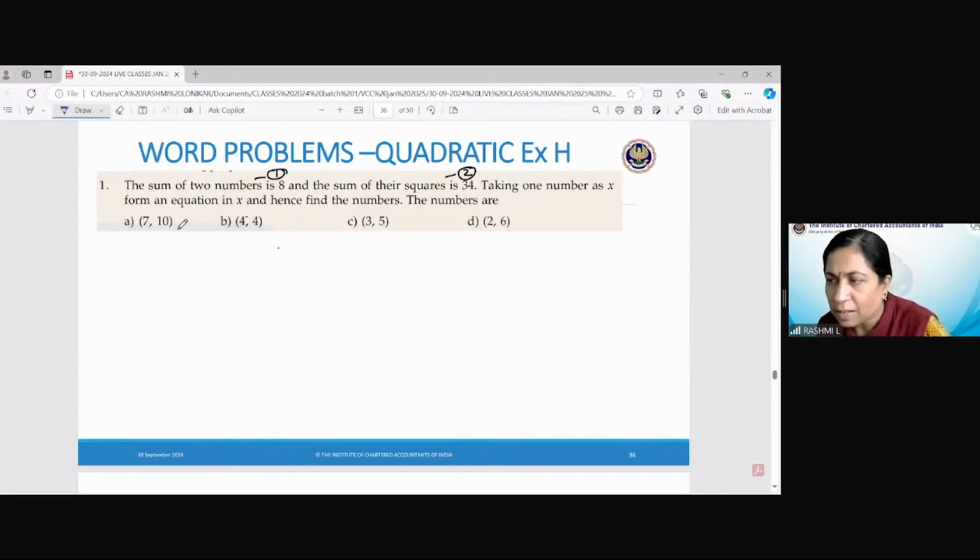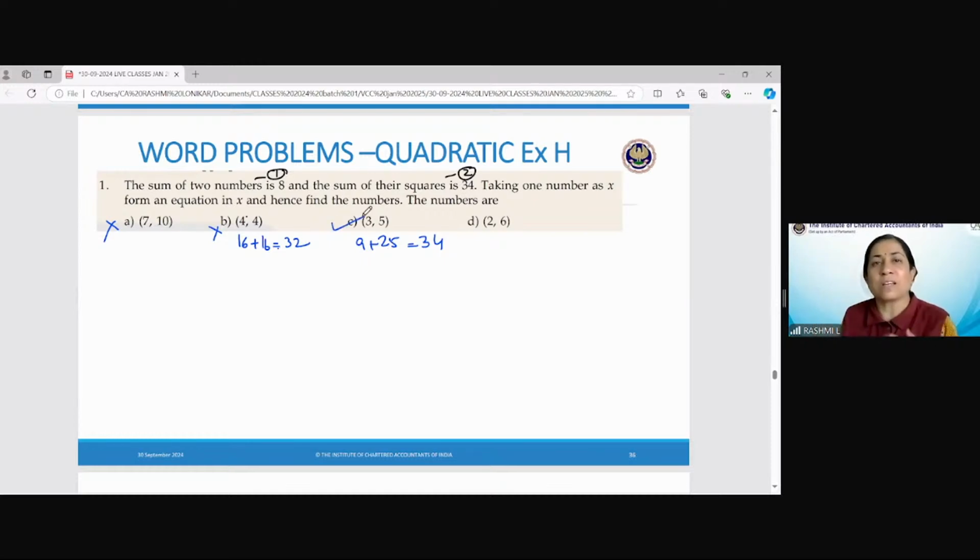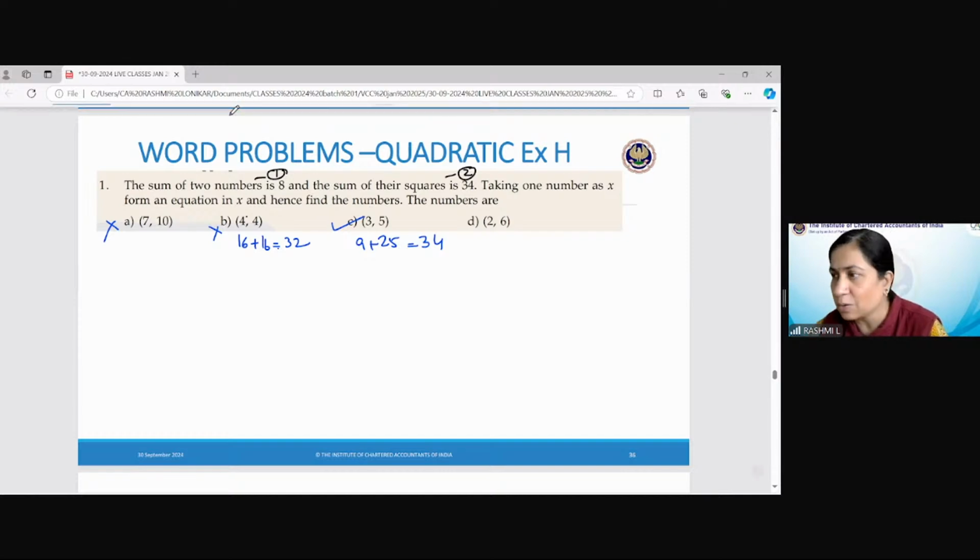7 plus 10 is 17, so this is already out of question. Sum is 8: 4 plus 4, 8; 3 plus 5, 8; 2 plus 6, 8. Any of these. And the sum of their squares: 16 plus 16, 32. This is not the answer. 9 plus 25, 34. Condition 1 is satisfied, and condition 2 is also satisfied. Even though these are questions of quadratics, can you see it is so easy to get the answers over here, so that you don't leave the chapter for option. So you can easily do it over here.